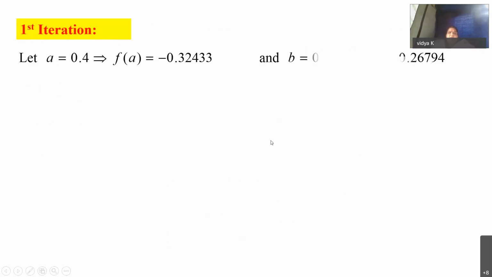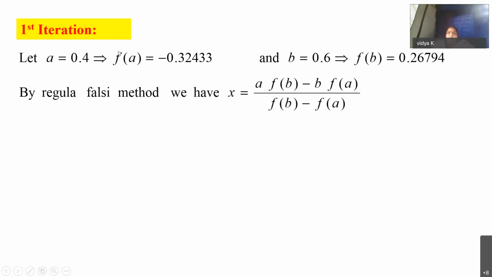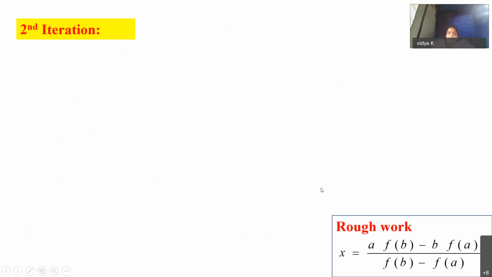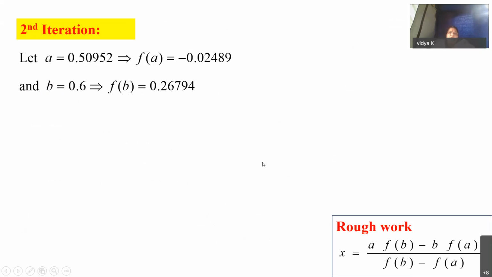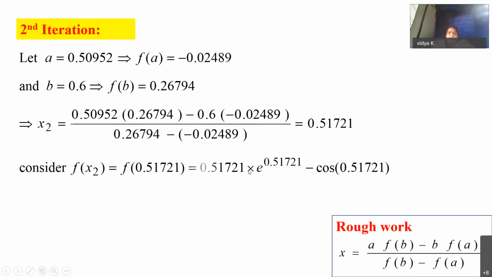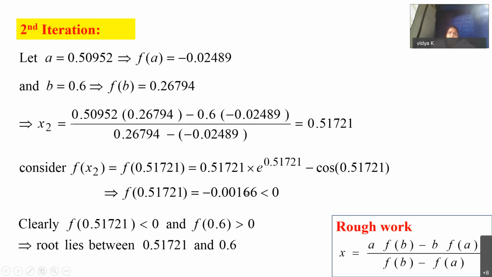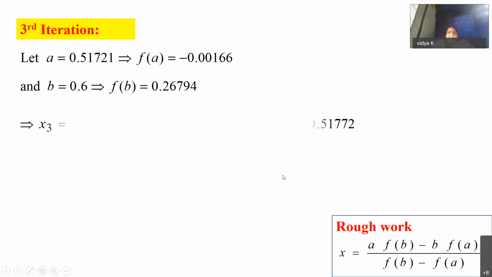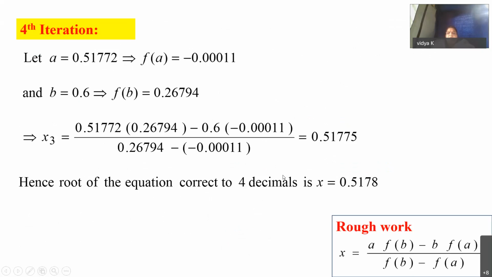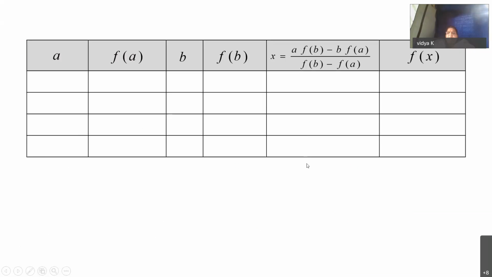So go to first iteration. So take A as 0.4, B as 0.6, substitute in the formula, you get positive. Now, this you get negative. So therefore, you take one positive, one negative, and continue. Go on doing it until you get 4 decimal place accuracy, depending on that.